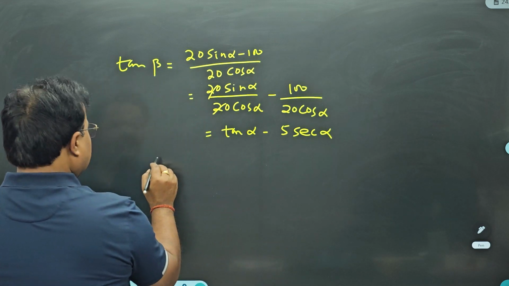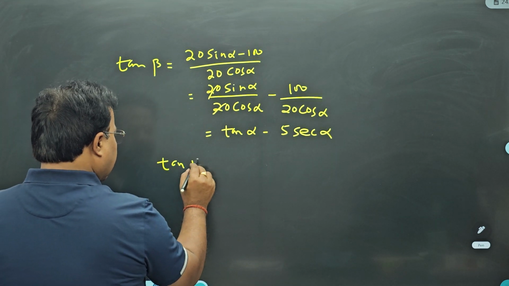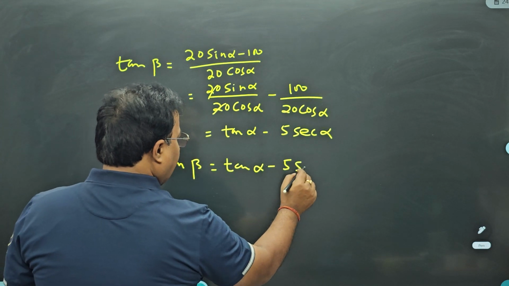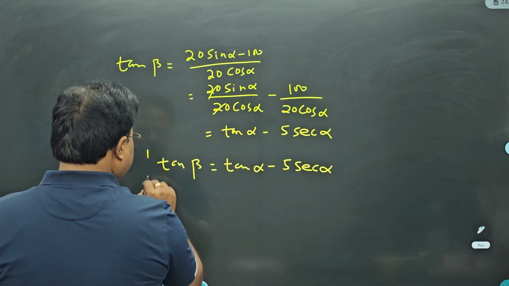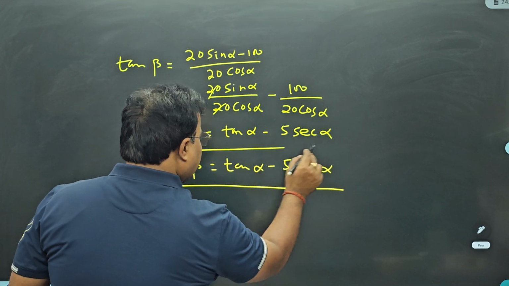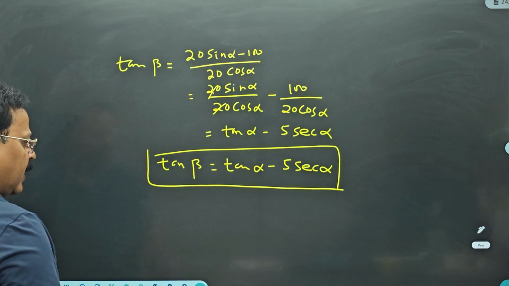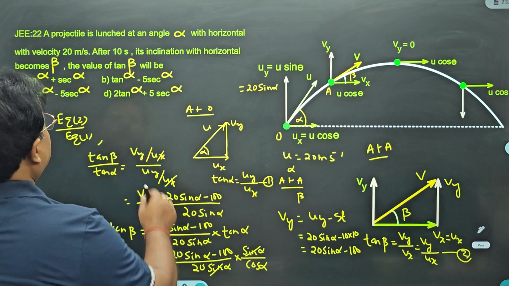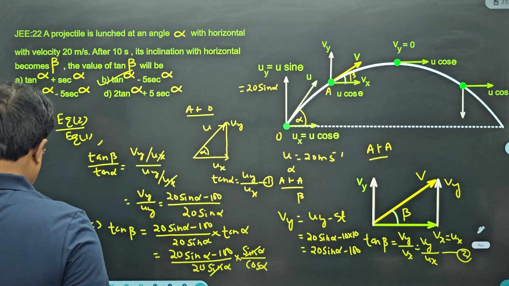So what is 10 beta, my dear students? 10 beta becomes 10 alpha minus 5 sec alpha. So this should be the right choice. Where 10 beta is equal to 10 alpha minus 5 sec alpha. So option B is correct.